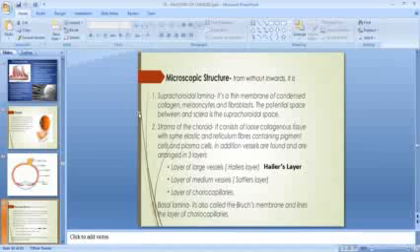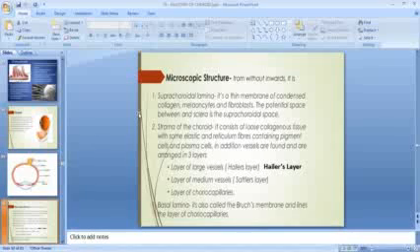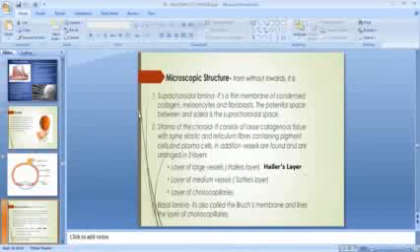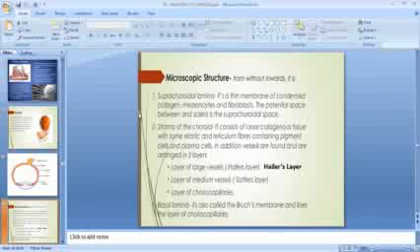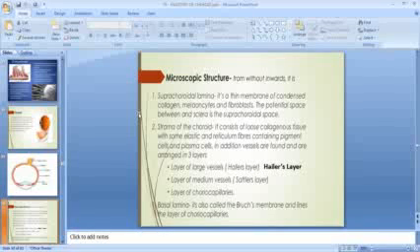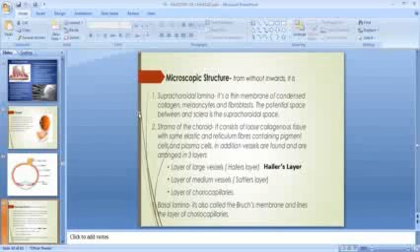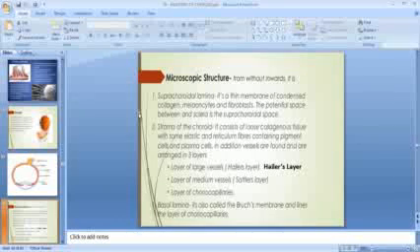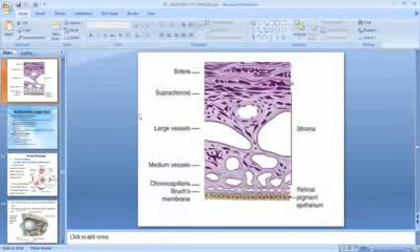In addition, vessels are found and are arranged in three layers. The first layer is a layer of large vessels, which is also called the Haller's layer. Second layer is a layer of medium vessels, the Sattler's layer. Third layer is a layer of choriocapillaries. And the third layer of choroid is the basal lamina. It is also called the Bruch's membrane and lines the layer of choriocapillaries. Here in this image you see the various layers of the choroid.